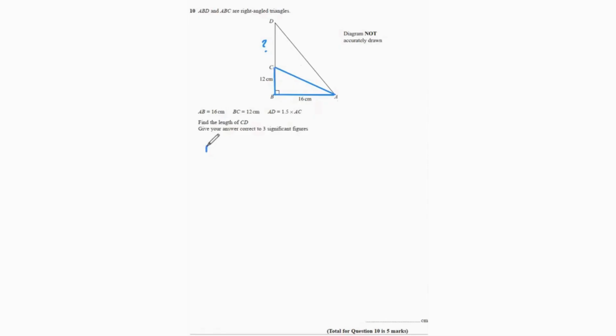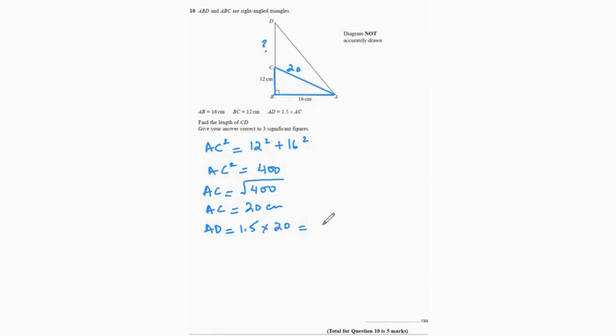So let's begin with finding AC first. AC being the hypotenuse, AC squared equals 12 squared plus 16 squared. AC squared equals 400. AC is going to be the square root of 400, which is going to give us 20 centimeters. So now AD is going to be 1.5 times 20, which is 30 centimeters.